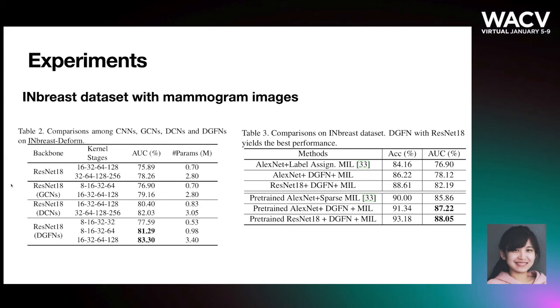We compare DGFN with the baseline networks, including CNN, Gabor convolution networks, denoted as GCN, and deformable convolution networks, denoted as DCN. Different kernel stages indicate different model sizes. Table 2 shows that DGFN outperforms the baseline networks with similar amount of parameters. From Table 3, our designed method achieves better AUC compared with the previous approach on multi-instance learning.